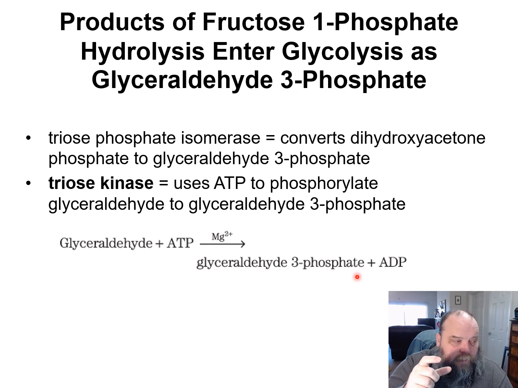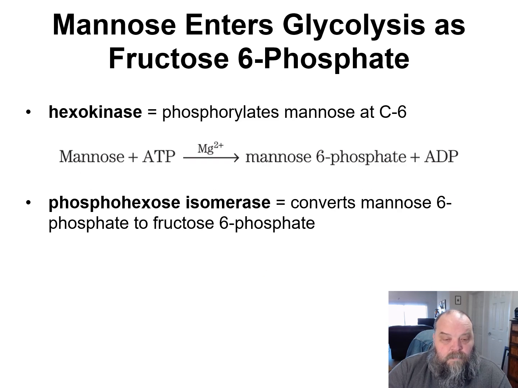But you also have a glyceraldehyde that's not ready yet. So you use a triose kinase, a 3-carbon sugar kinase. This one specifically works on glyceraldehyde, turns it into glyceraldehyde 3-phosphate, G3P, which can enter directly into the second phase, or the payoff phase, of glycolysis.